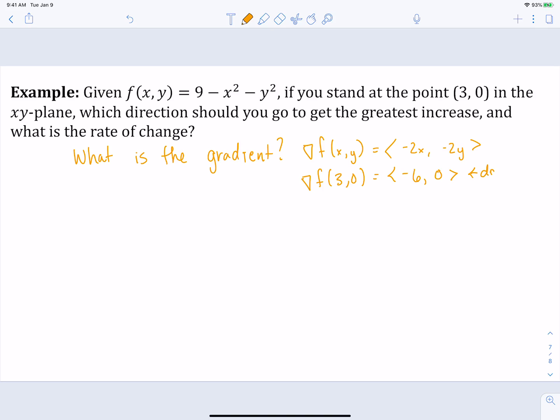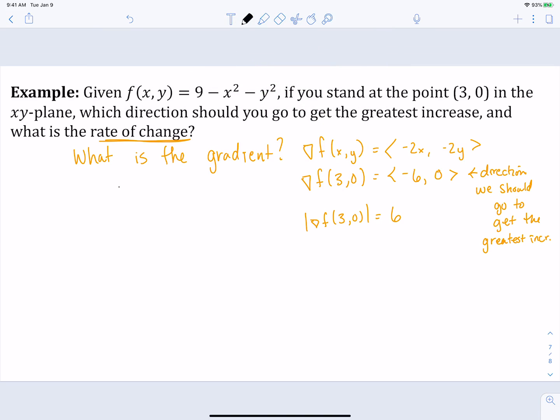So this is the direction we should go to get the greatest increase. This is our most steep uphill path that we can go, is what that's telling us. And if we wanted to know what that rate of change was, that's going to be the magnitude of our gradient, which in this case is going to be 6, right? Because we get the square root of 36 plus 0.